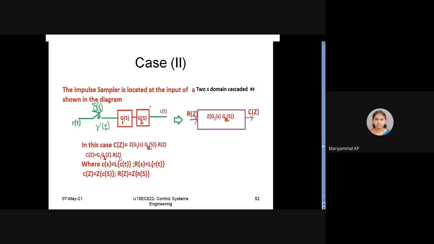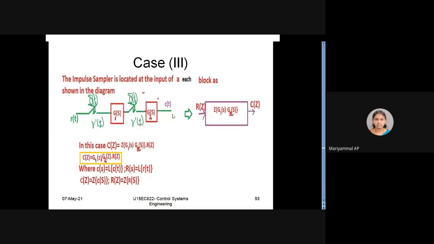Then in the third case, we have separate samplers with separate blocks. The first sampler has the first block, so in the z transform we have G1(z). Here also you have a separate sampler with the separate block G2(s), and after simplification you have G2(z). Then your input signal r(t) is taken as R(z). That is the third case of the sample and hold system.